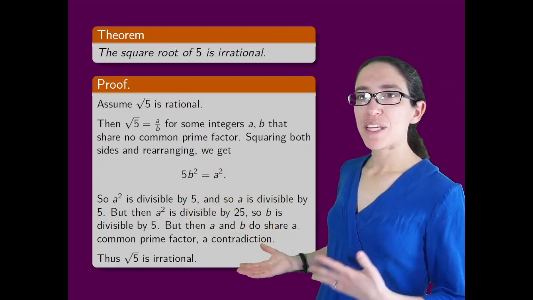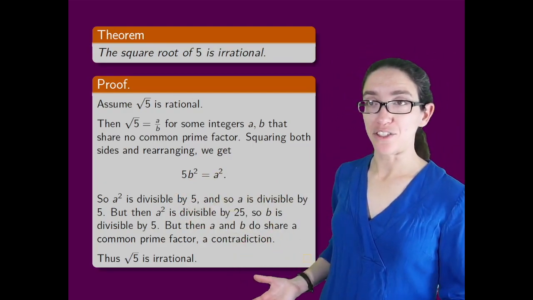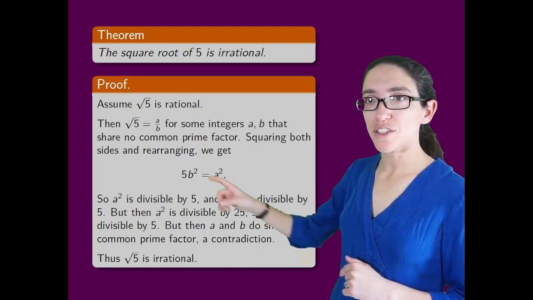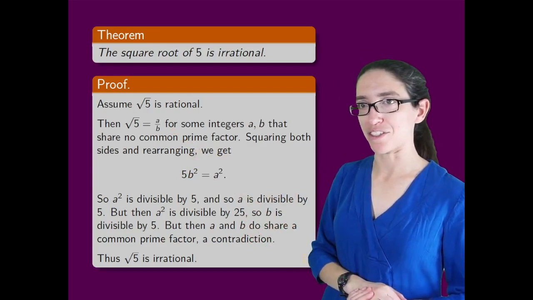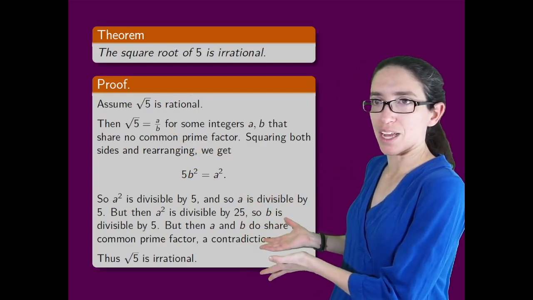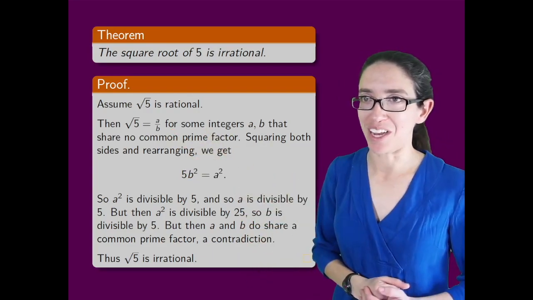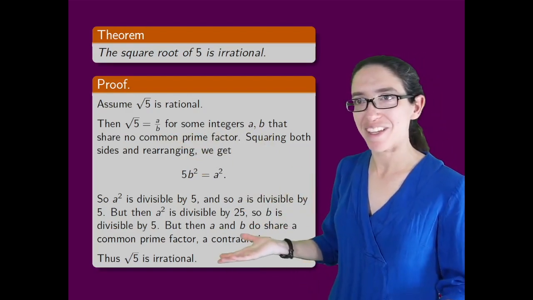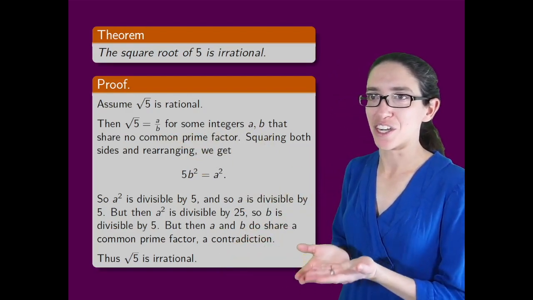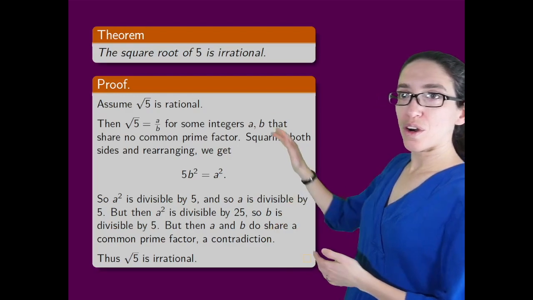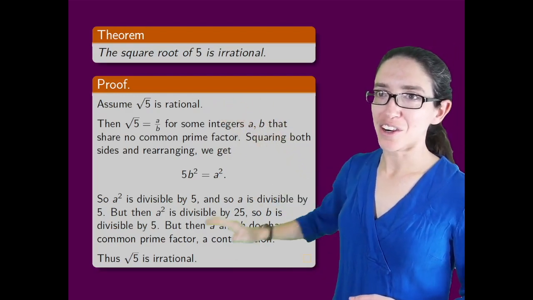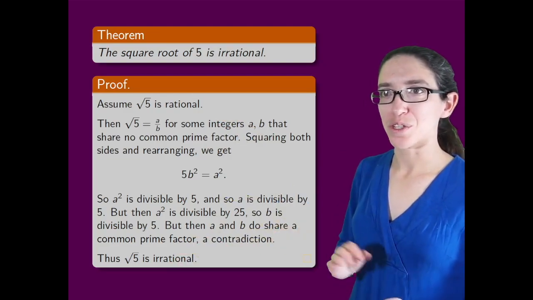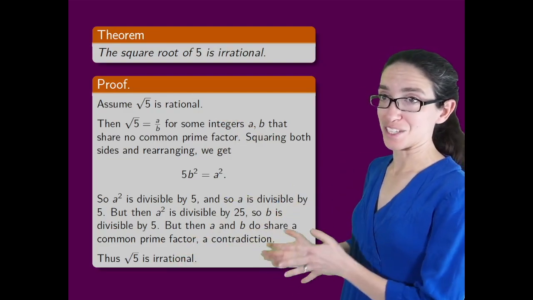But then a and b do share a common prime factor, 5, but that contradicts our assumption that we wrote it as a simplified fraction and they don't have any common prime factors. So how could they both be divisible by 5 if they can't both be divisible by 5? We have both that something is true and that it's not true at the same time. That's a contradiction. So we can go all the way back up to our assumption and realize that that's where we went wrong. Our assumption was wrong, that the square root of 5 was rational, so therefore it's irrational.